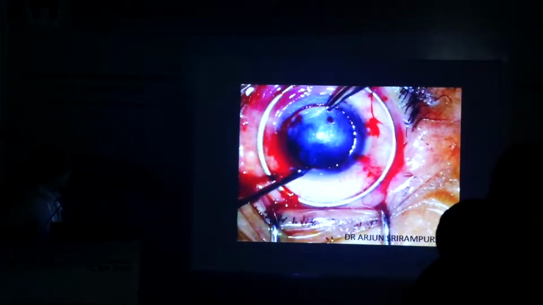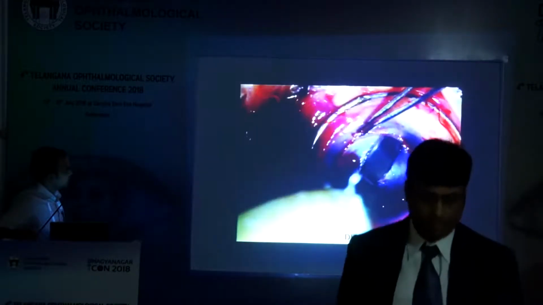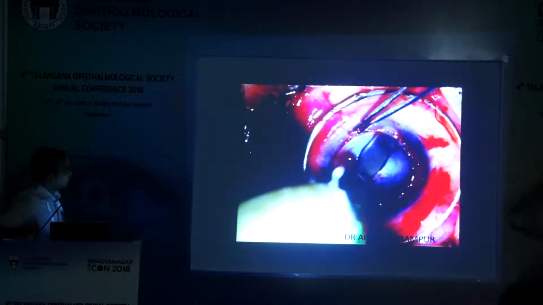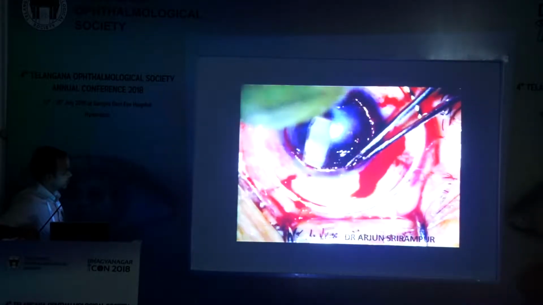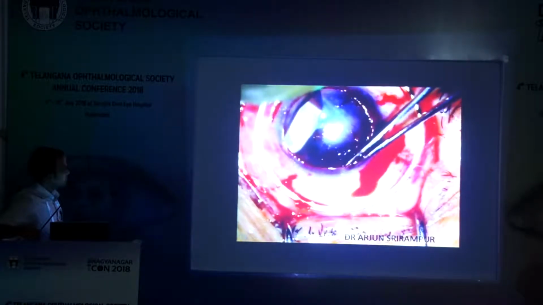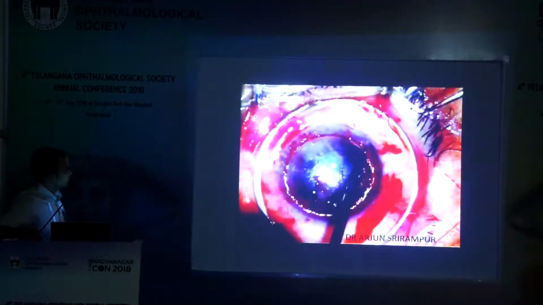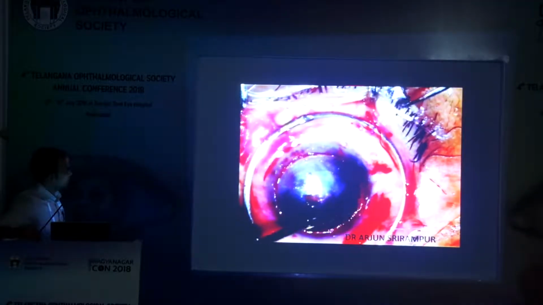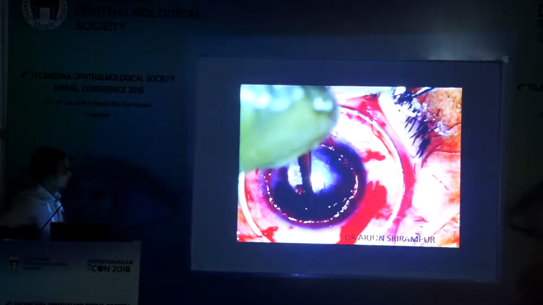So here we are checking the depth of the trephination. With an MVR blade, the depth was little deepened, and with this crescent, a similar kind of pocket is made from the trephined area till the limbus, all around 360 degrees. So with the crescent it is made, and with the repositor it is checked all around, so that we are sure that we have made a pocket all around.